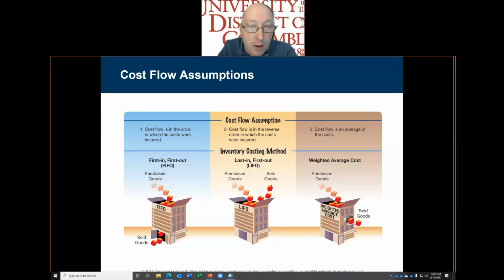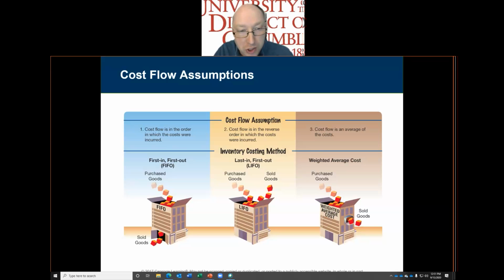The first one I want to talk about is the first in, first out method. This is the cost flow in which the costs were incurred. First in and first out. What does it mean? I received this inventory from my vendor first, and I'm going to sell that first. First in and first out.